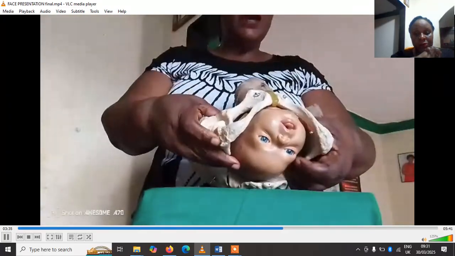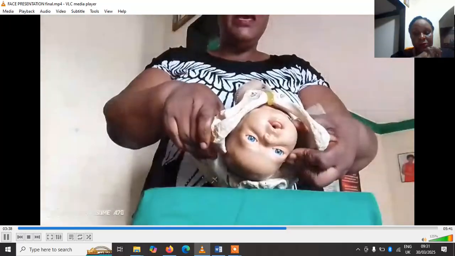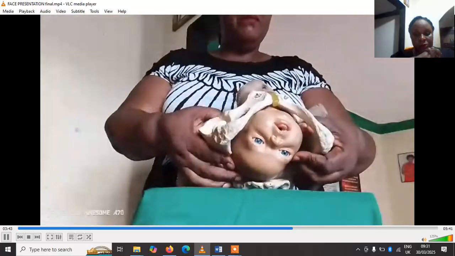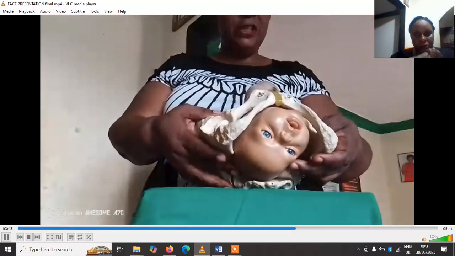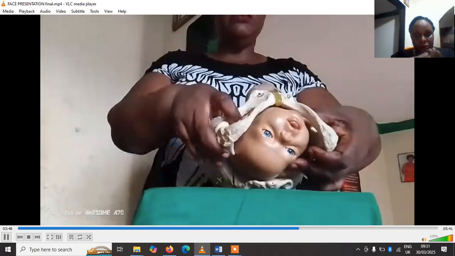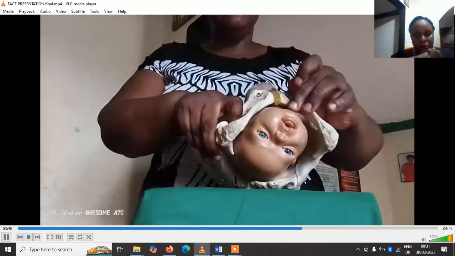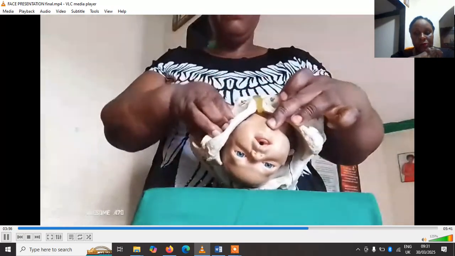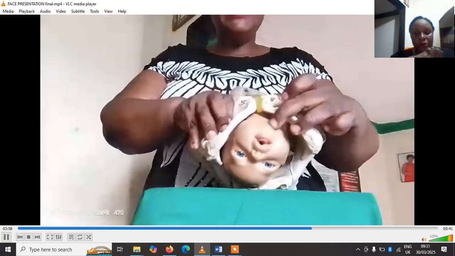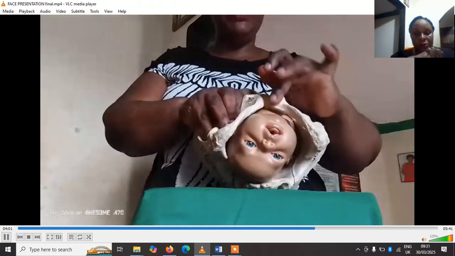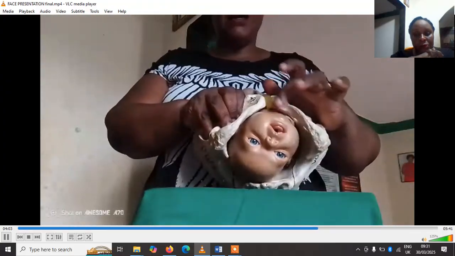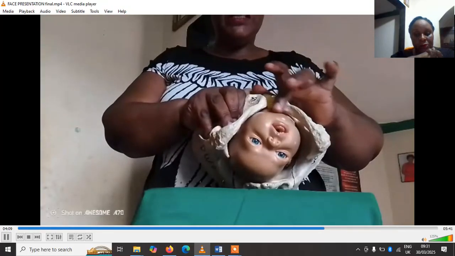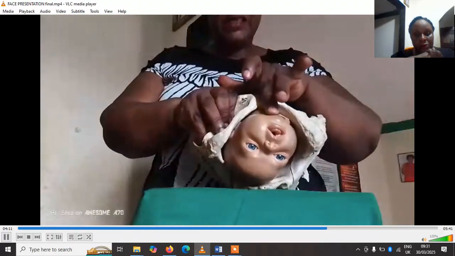So when the mentum comes anterior, here we are going to deliver this head by two mechanisms. The mechanisms are extension and flexion. What happens is that we shall try to push this mentum to continue to extend. And as it extends, it will be able to impinge over the subpubic arch or under the symphysis pubis. So if it impinges under the symphysis pubis, then this is extension.